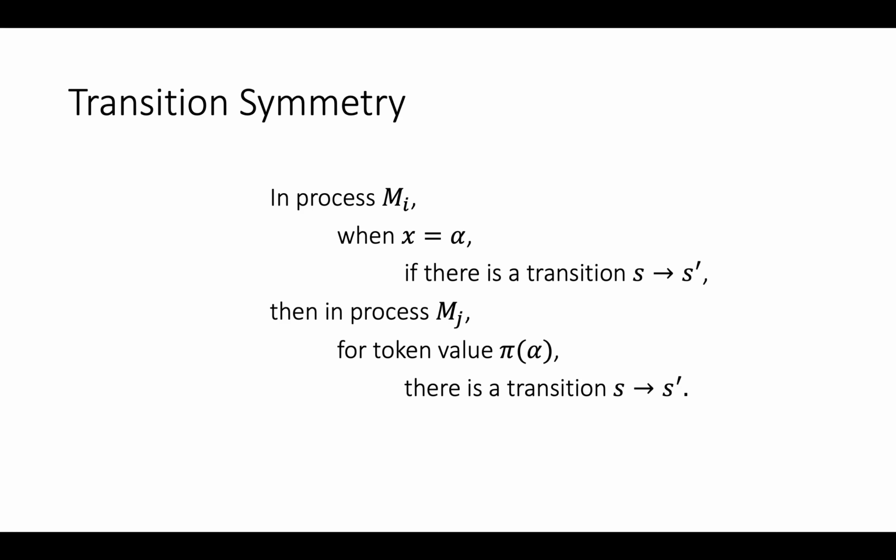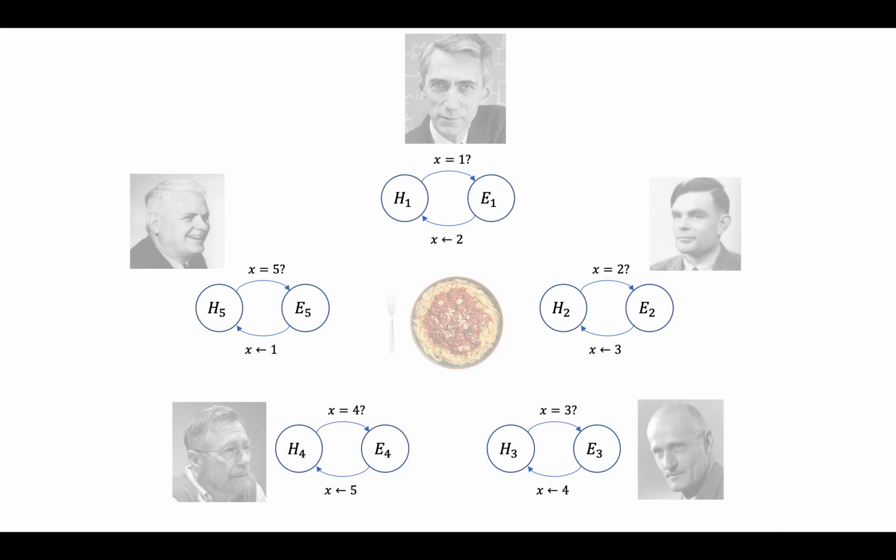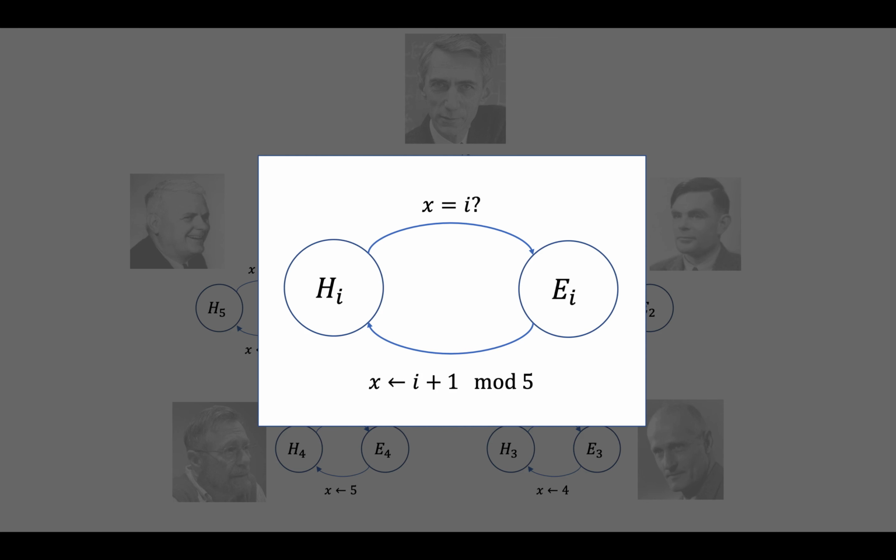The SAT solver gives us a protocol and it looks like this. There are 2 local states for every diner and they are all isomorphic. For diner i, one state is labeled hungry, represented by Hi, and the other is labeled eating, represented by Ei. When the value of the shared variable is i, we can transition from hungry state to eating state. Once the diner is done eating, they set the shared variable to the next value. The shared variable then goes around all 5 diners.